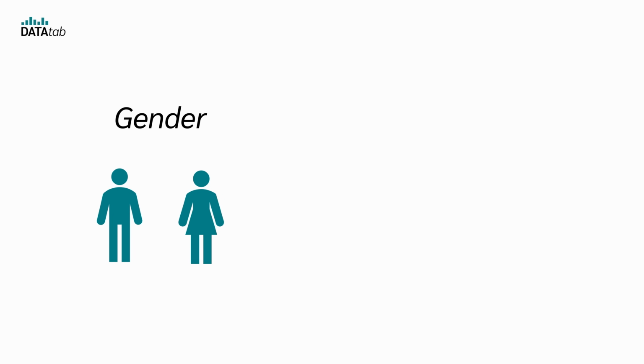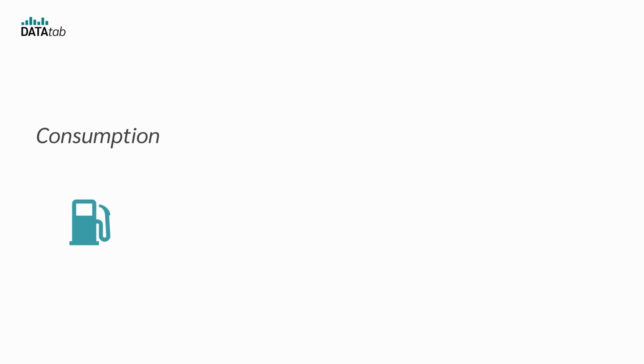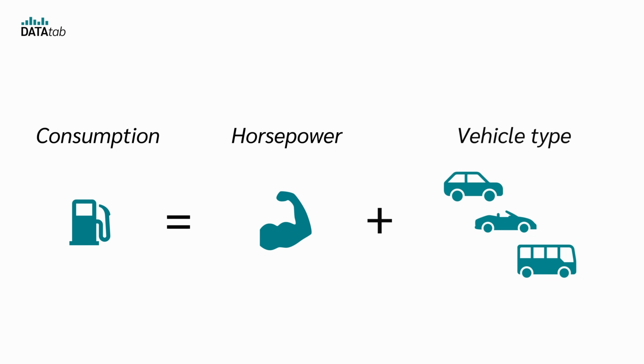Now that we've discussed how to handle variables with two values, let's explore how to approach variables with more than two values. Let's say we want to predict the fuel consumption of a car based on its horsepower and vehicle type. To keep it simple, let's say there are only three vehicle types: sedan, sports car, and family van. Thus, we have a variable vehicle type with more than two categories.